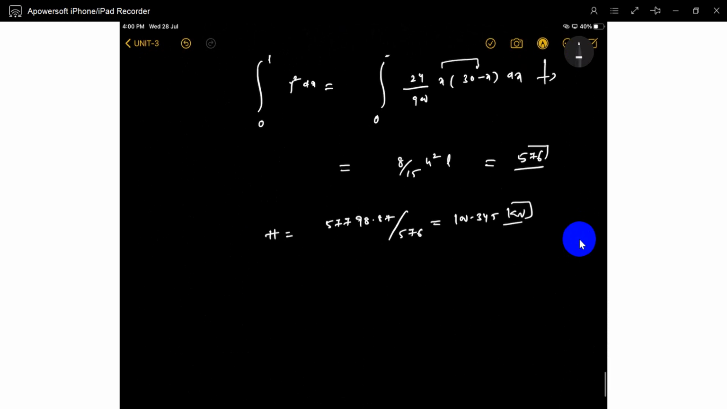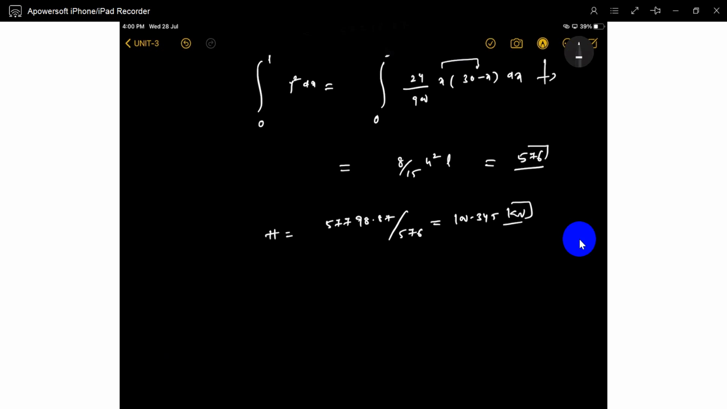Now, what did he ask? He asked what is the maximum bending moment. You can calculate the maximum bending moment. How can you find out the maximum bending moment?